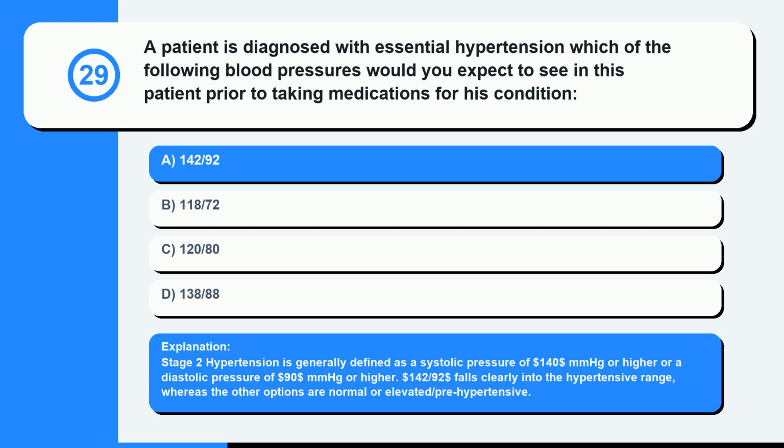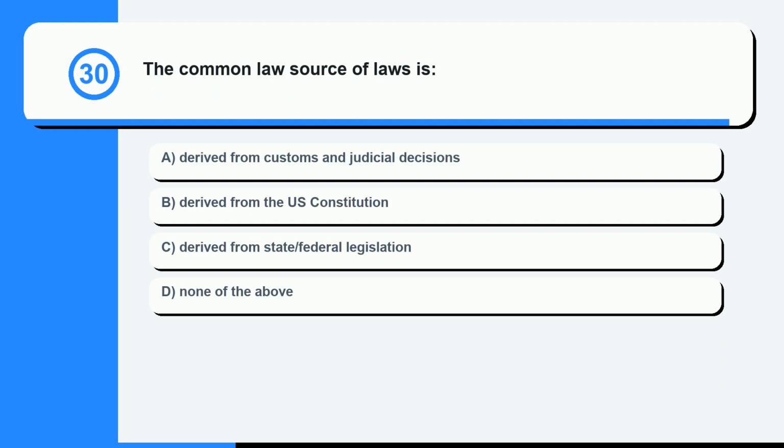Question 29. A patient is diagnosed with essential hypertension. Which of the following blood pressures would you expect to see in this patient prior to taking medications for his condition? A. 142/92. B. 118/72. C. 120/80. Or D. 138/88. The correct answer is A.